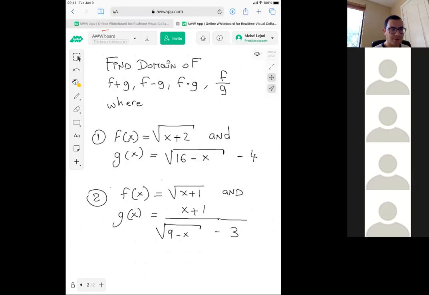Yes, Kwame, yes, you have to solve g equals to 0. Yes, Samira, that's correct for number two for the domain of f. Yes, it's correct.